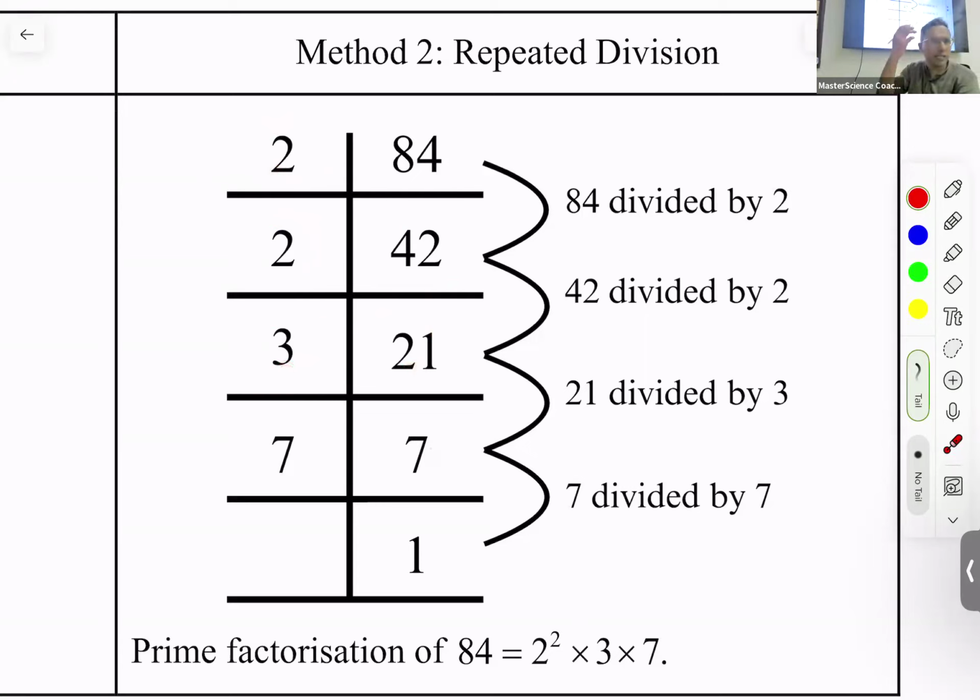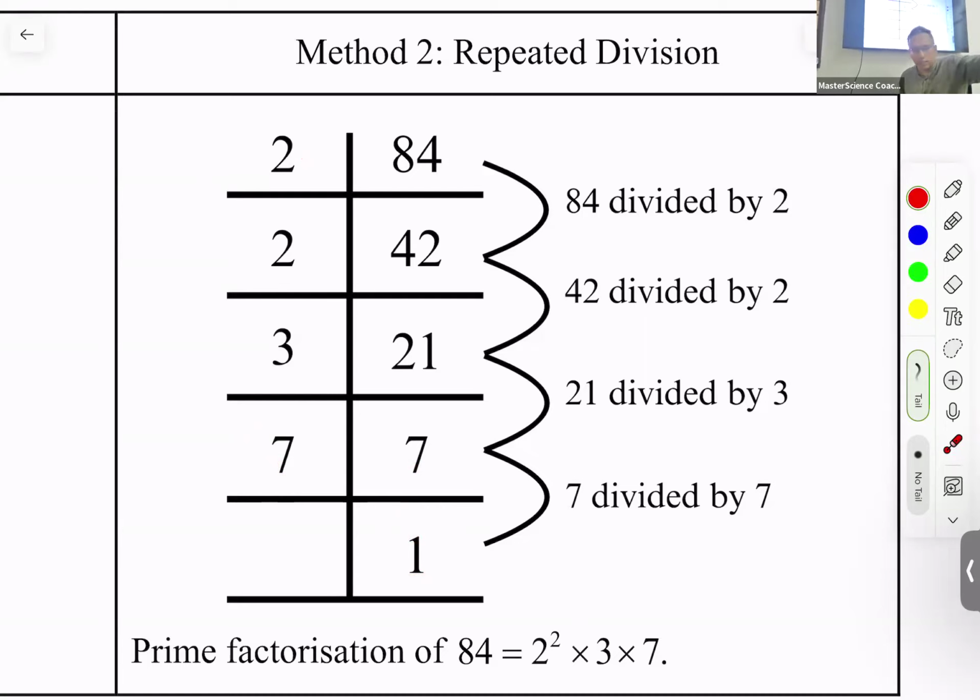Now 7 cannot be divided by 2, cannot be divided by 3, cannot be divided by 5. You see how I'm going? I go to the next bigger prime number. But 7 can be divided by 7. So 7 divided by 7 will be 1. Once I get 1, hooray, I'm done. So the thing is 2 times 2 times 3 times 7.